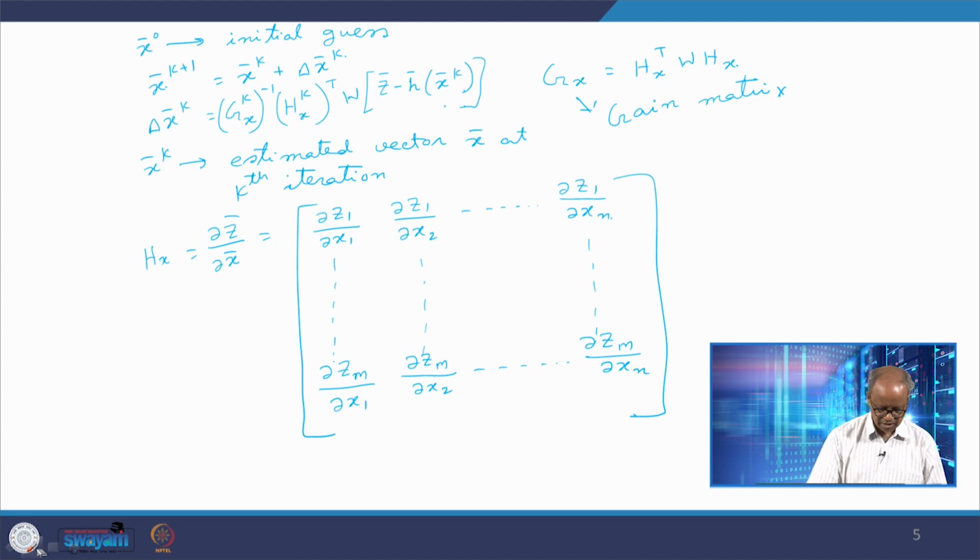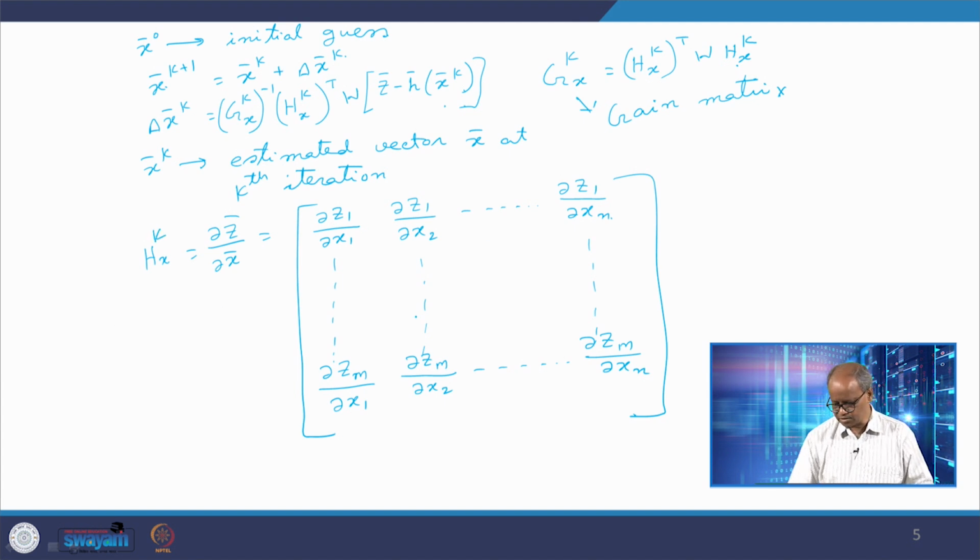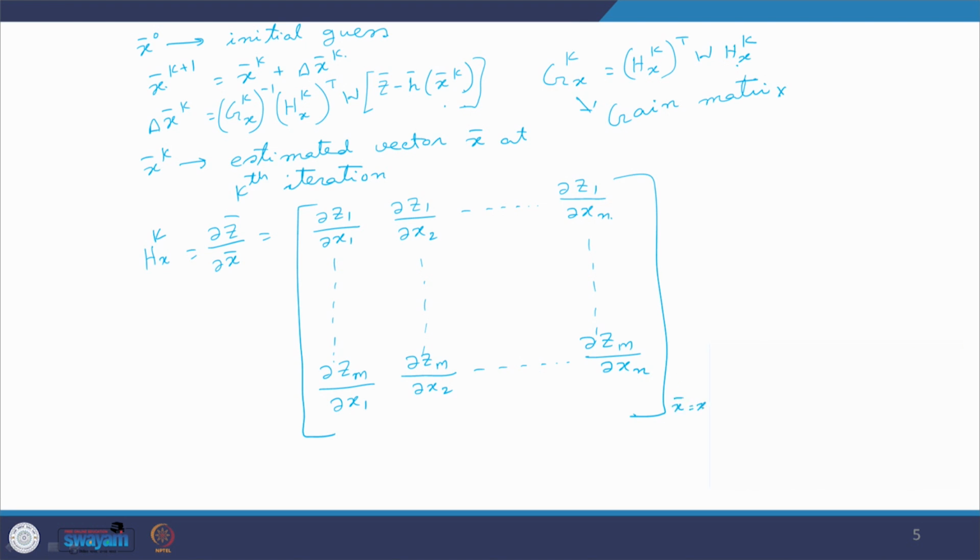And what is G(x k)? Let me write it down more clearly. G(x k) is H(x k) transpose W H(x k). And what is H(x k)? This is it, and it is evaluated at x equal to x k. So, that is H(x k).